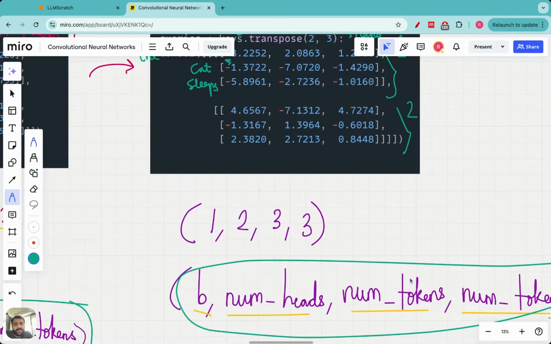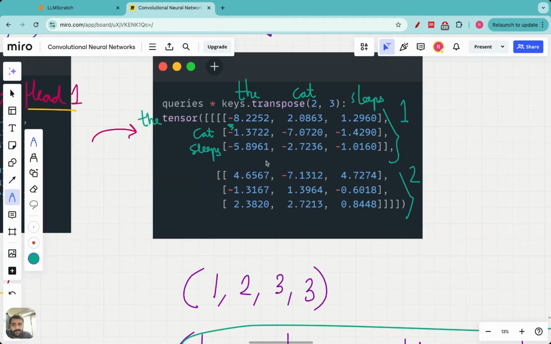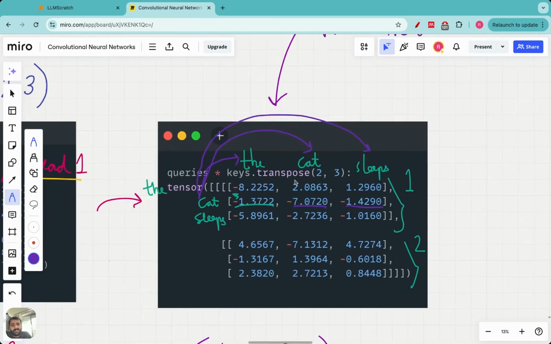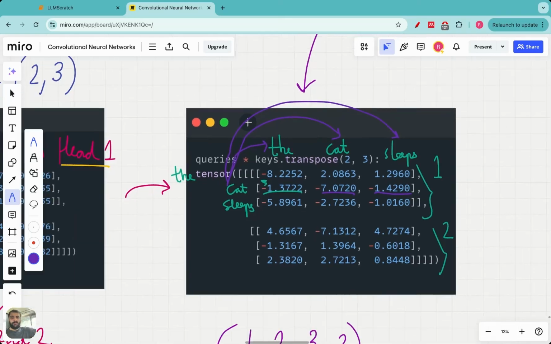So that's why the final two dimensions are number of tokens comma number of tokens, because if you look at the second row now, the first element of the second row tells us information about the attention between cat and the, and the second element of the second row tells us the information between cat and cat. So if the query is cat, how much attention should you pay to cat? The third element here tells us the information between cat and sleeps, which means if the query is cat, how much attention should you pay to sleeps? So that's why the shape of the attention matrix for every head is number of token rows and number of token columns, because an attention score exists between each token and every other token.